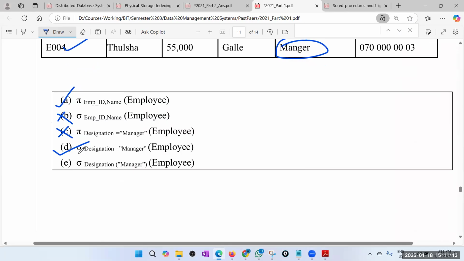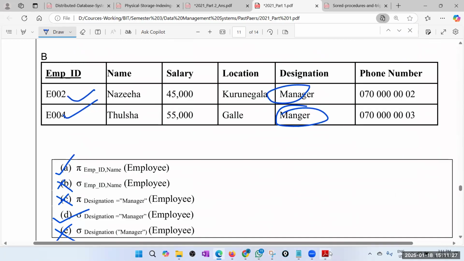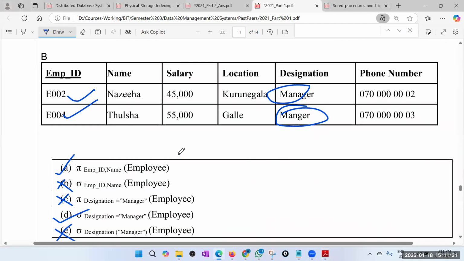Designation equal to manager. It is not written inside brackets. So then the answer should be A and D. A and D. Yes, A and D. Look, the syntax has been checked.